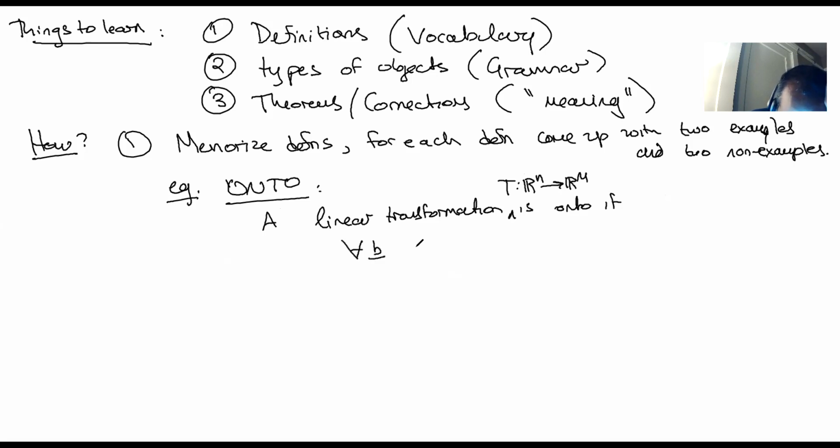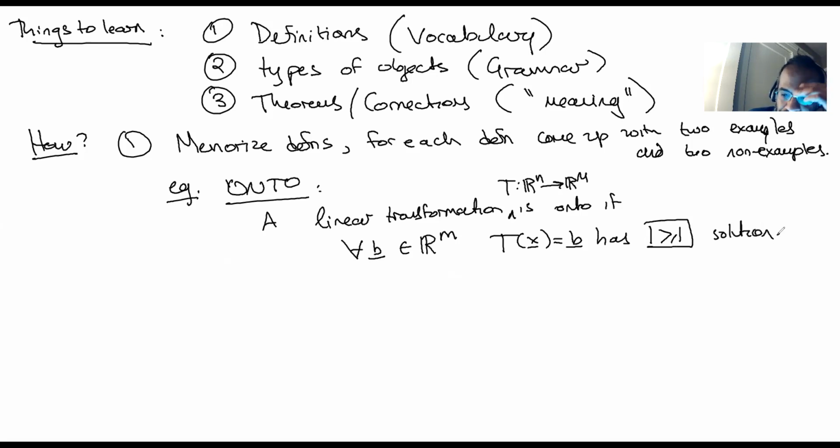If for every B in Rm, T of X equals B has at least one solution. Knowing this definition means you also need to know all of the sub-definitions. One thing I've noticed talking to people is that even if you remember this, you need to know exactly what this quantifier means. You need to know what domain and codomain mean, right? So to know a definition means to know all of the definitions that it refers to.